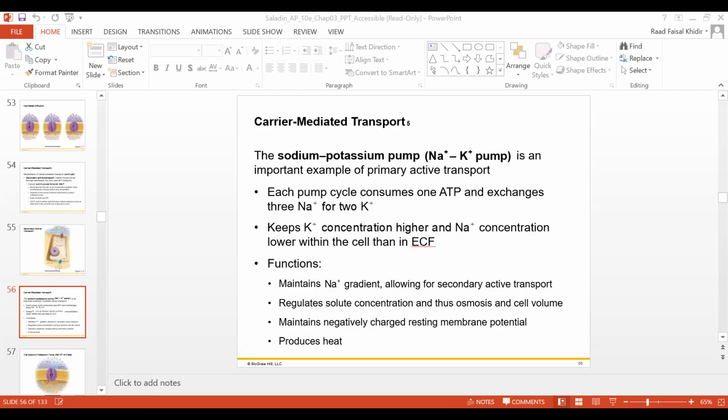So why is it doing that? Is it working down the concentration gradient or against it? Against it. Because the concentration gradient is for potassium to flow out, but it's bringing it back in. And sodium is supposed to come in, but it's sending it back out. So what is the sodium potassium ATPase doing?